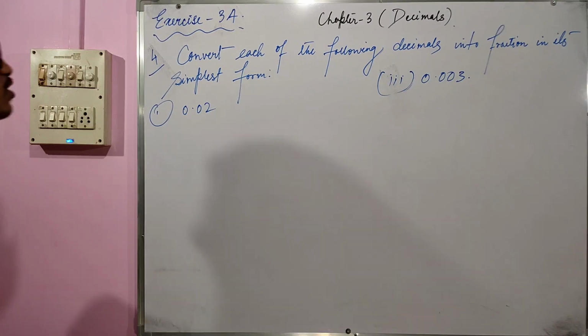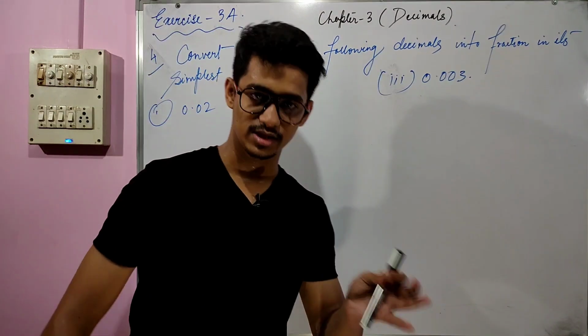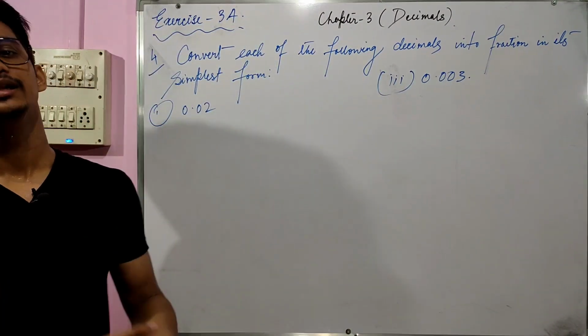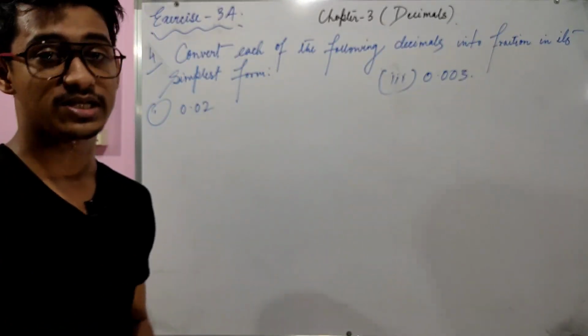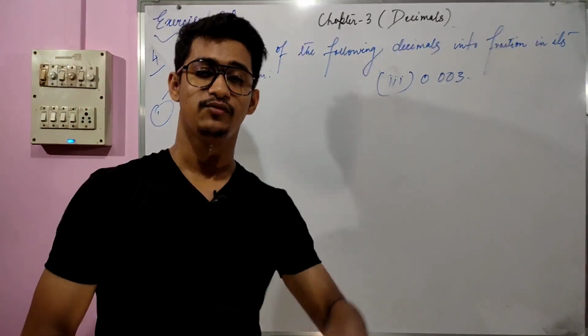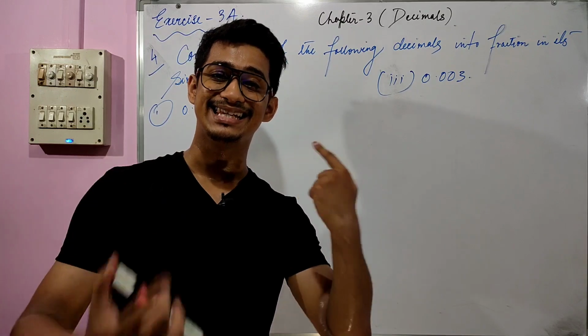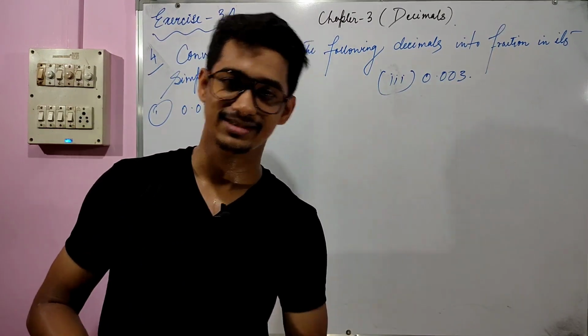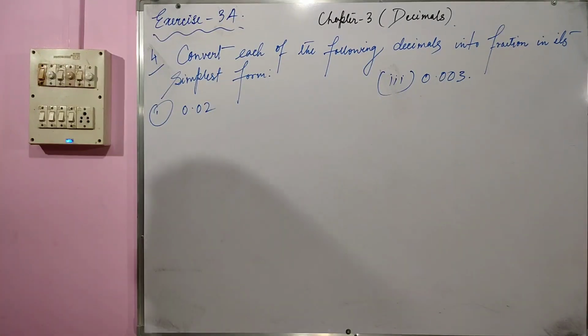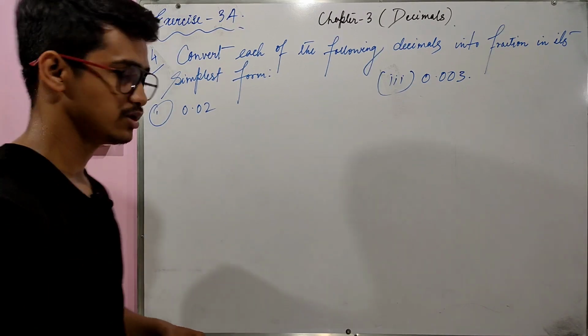What is question number 4? Convert each of the following decimals into fractions. We have to convert the decimal into a fraction in its simplest form. What do you mean by simplest form? The form after which we cannot cancel the numerator as well as the denominator. So let's jump into question number 1, that is 0.02.